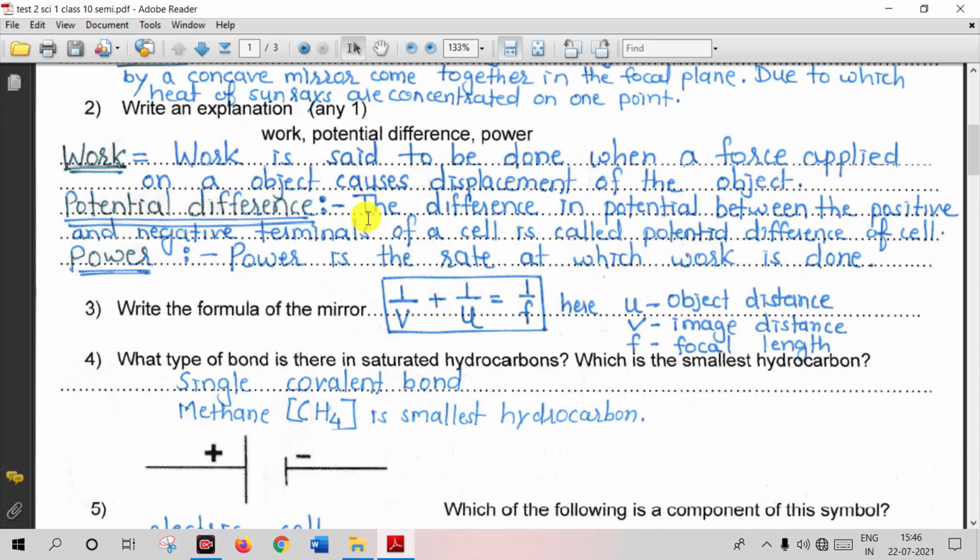Potential difference, and its definition is, the difference in potential between the positive and negative terminal of a cell is called the potential difference of the cell. And power. Power's definition is, power is the rate at which work is done.